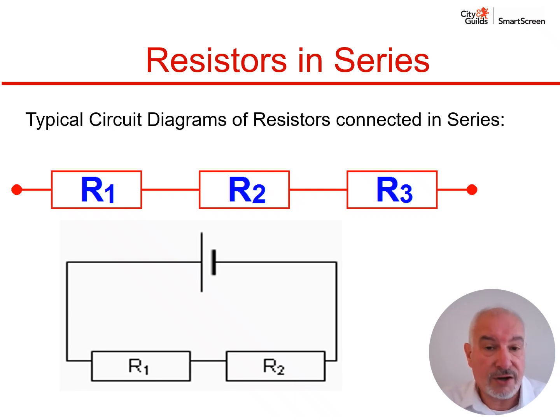The second diagram is perhaps an easier to understand one in that the drawing itself shows that it's a complete circuit. It's more obvious. And we have here the symbol for the battery. Remember, it's a long line and a short line parallel to each other. The long line is the positive terminal of the battery. The short line is the negative terminal of the battery. And in this case, we've just got two resistors marked R1 and R2.